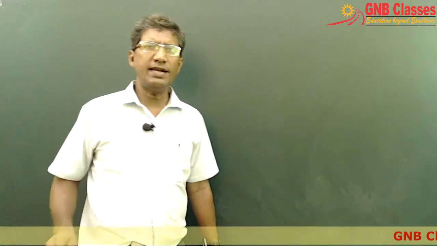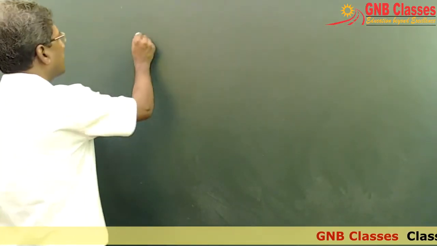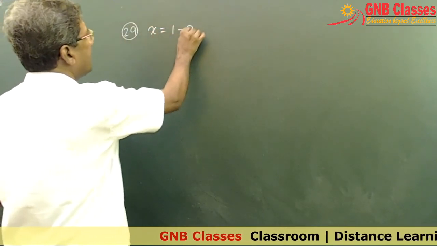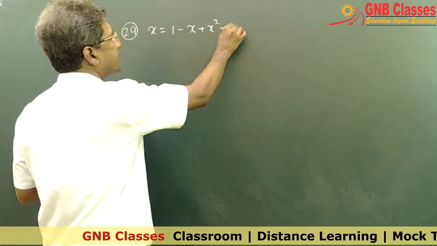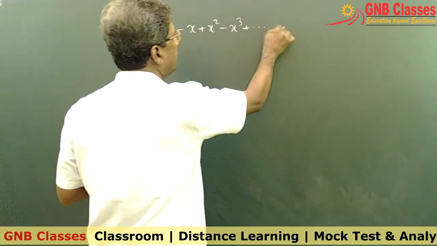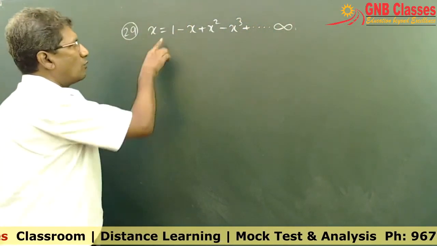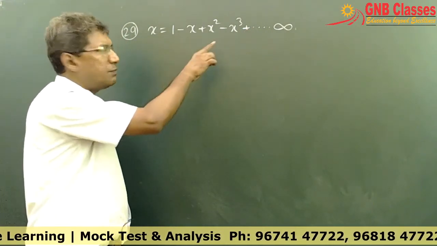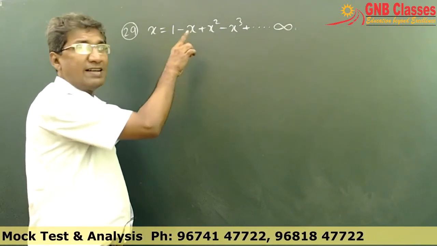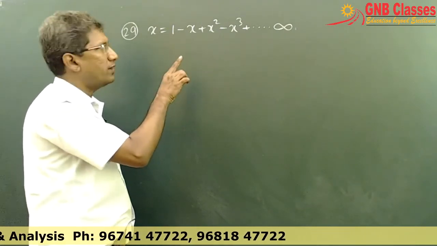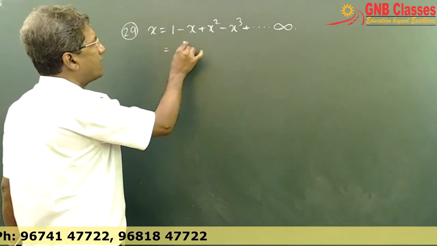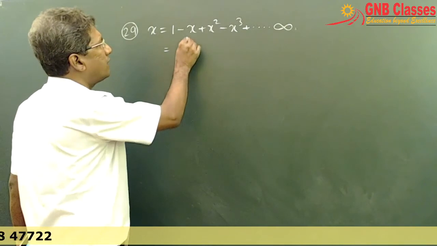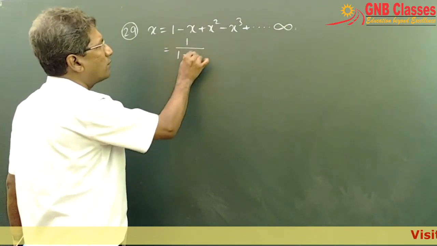In question number 29, they have given us that x equals 1 minus x plus x square minus x cube, and this goes on till infinity. Now we can see that the right hand side of this equation is an infinite GP series whose common ratio is minus x. If we apply the infinite GP series summation formula, we get 1 by 1 plus x.